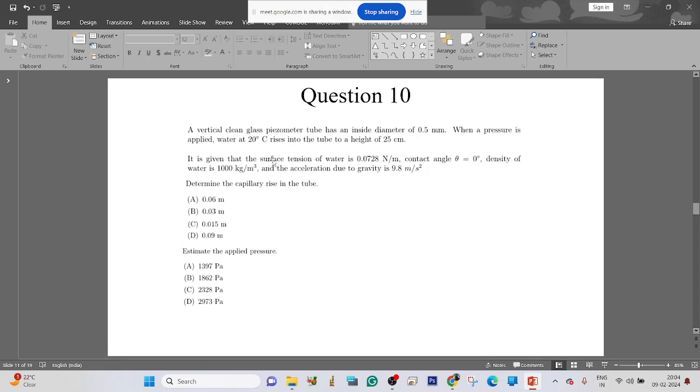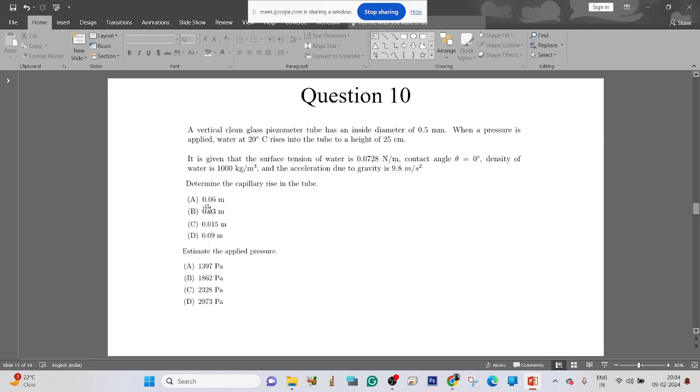A vertical clean glass piezometer tube has an inside diameter of 0.5 mm. There is a clean glass piezometer tube and water is inside. When pressure is applied, water at 20 degrees Celsius rises in the tube to a height of 25 centimeters. It is given that the surface tension is 0.07 because it is water, and the contact angle is 0 degrees with the glass. Density of the water is 1000 and the acceleration due to gravity we take as 9.8 meter per second square.